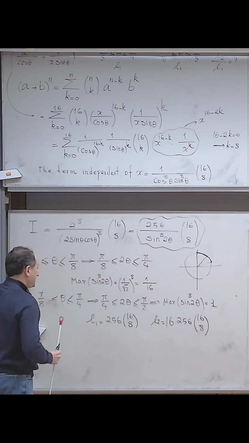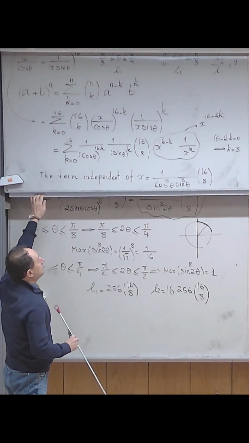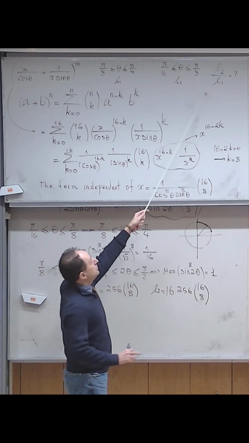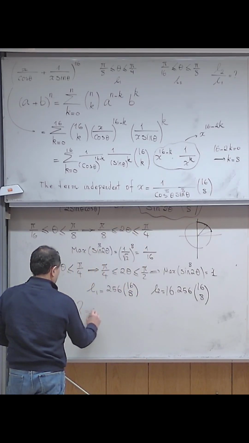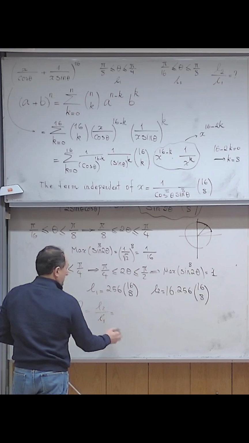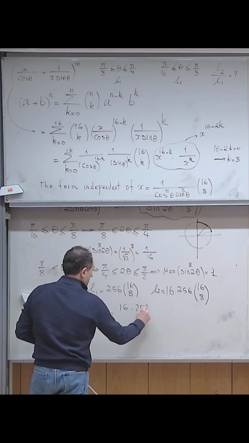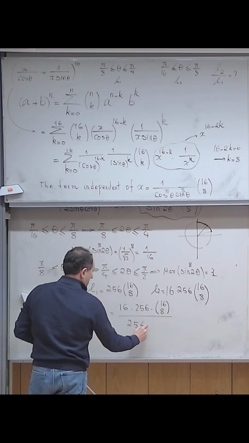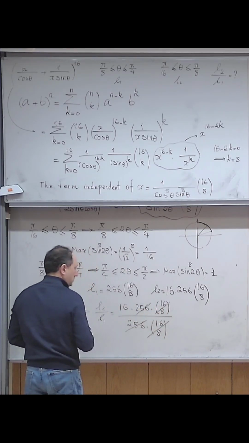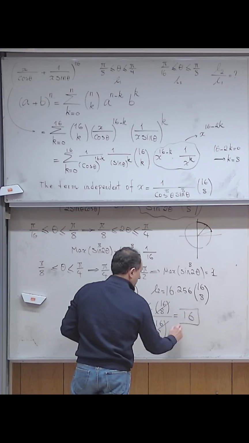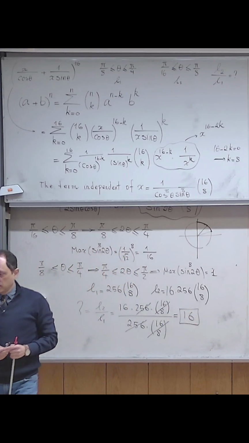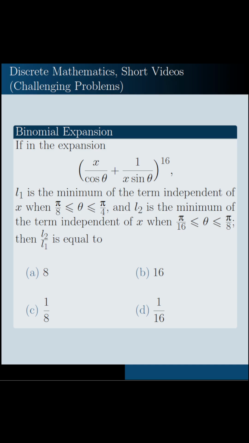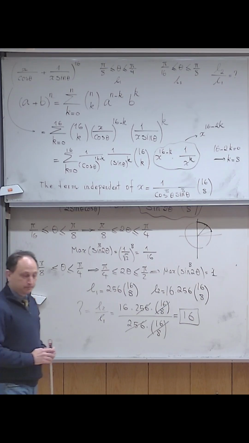But what does the problem ask me? I hope that you can see it. L2 over L1. So the question mark is L2 over L1. If I divide L2 over L1, we are done, because this one and that one are gone, this one and that one are gone, so I get 16. So the correct answer to the problem should be 16. If we go back here, we see that option D is the correct answer.